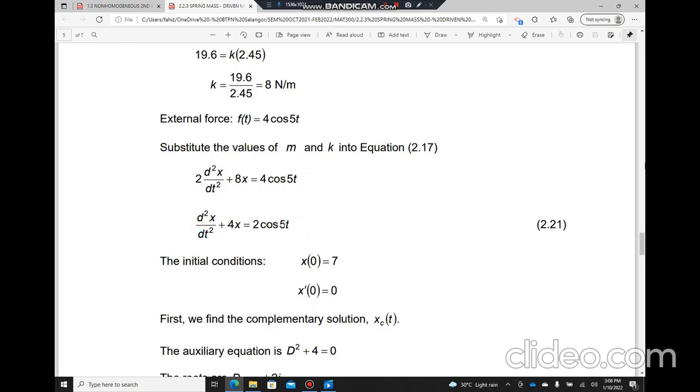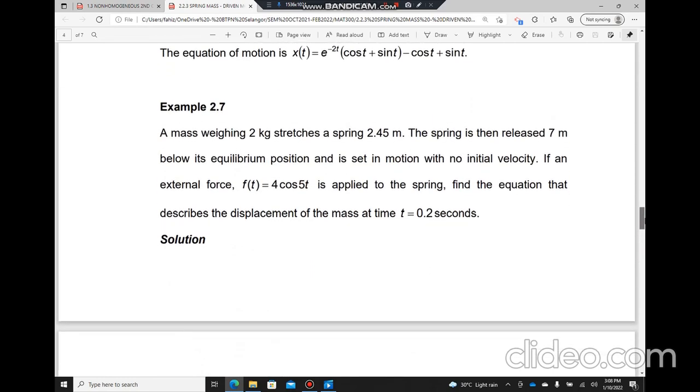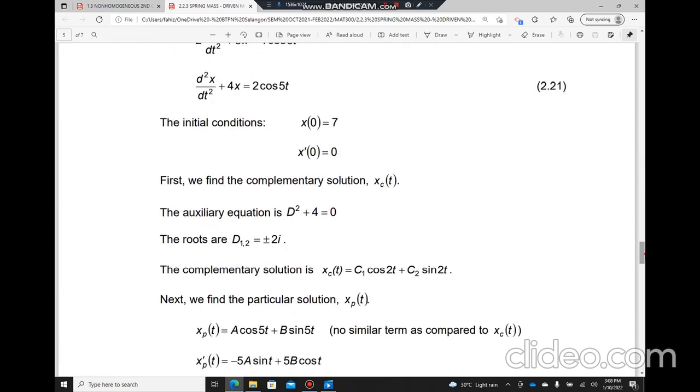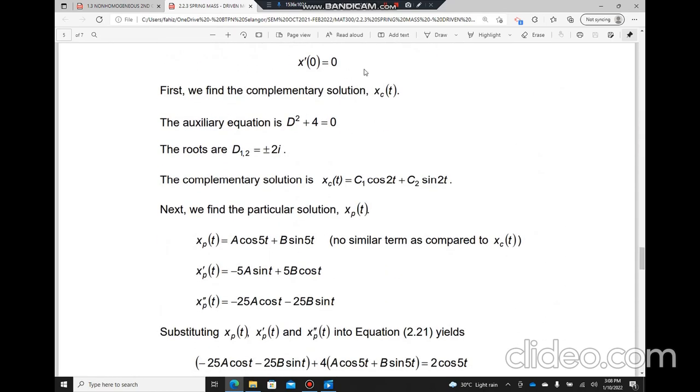Okay, initial conditions. The initial condition here says the spring is then released 7 meters below its equilibrium. So here x(0) equals 7, and then no initial velocity, so x'(0) equals 0.